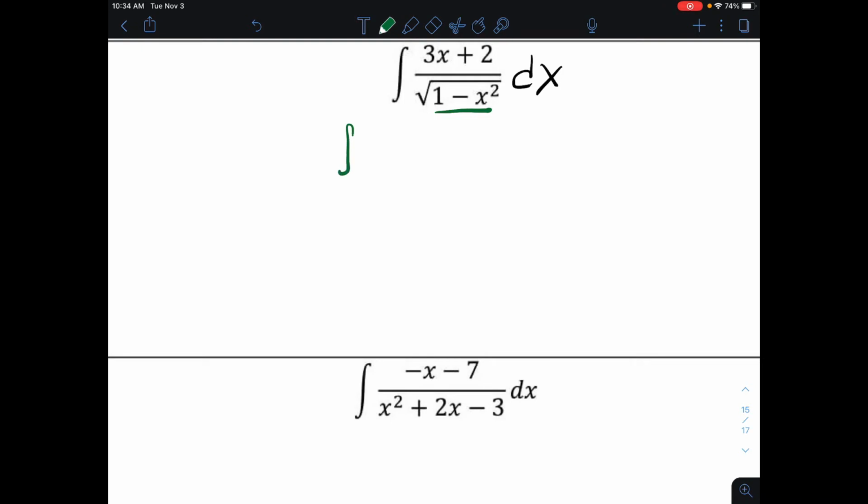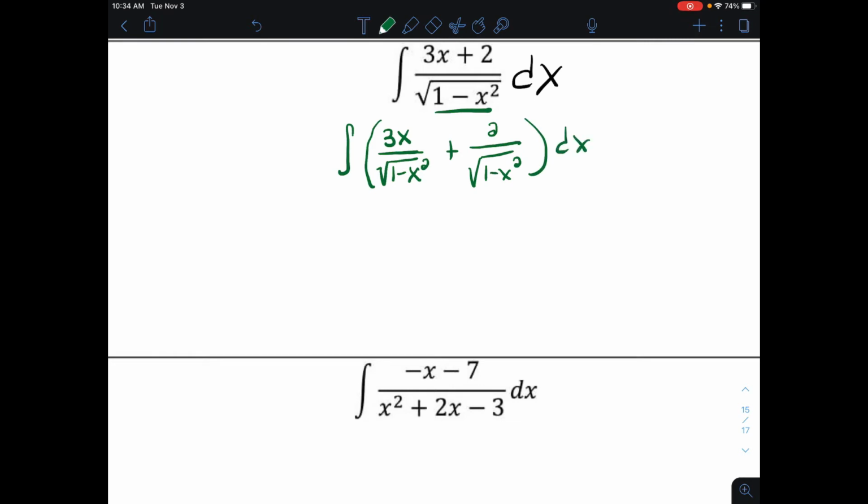So I can break this up as each term in the numerator will get its share of the denominator. So I'd break it up as 3x over 1 minus x squared square rooted. And then I need to have parentheses because I'm making 2 terms. So plus 2 over the square root of 1 minus x squared, and then dx.